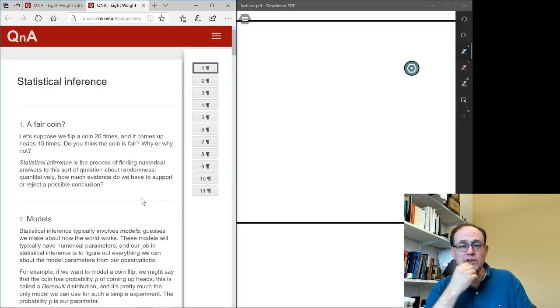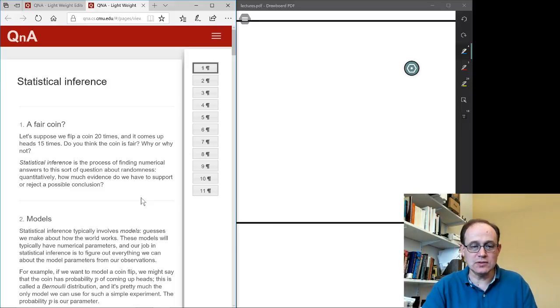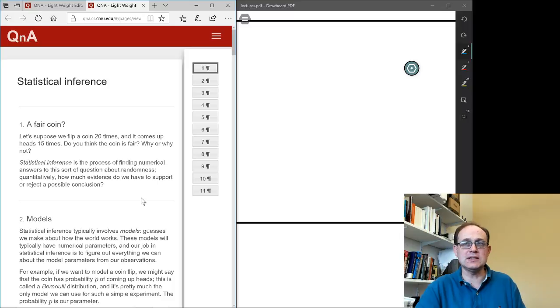So let's start with a very simple situation. Suppose we flip a coin 20 times and it comes up heads 15 times. Is the coin fair, right? How would you go about answering that question? This is the question of statistical inference. Statistical inference basically just means if you have a question that involves randomness, how do you evaluate the evidence in favor or against various conclusions?